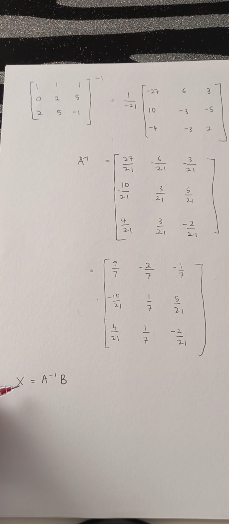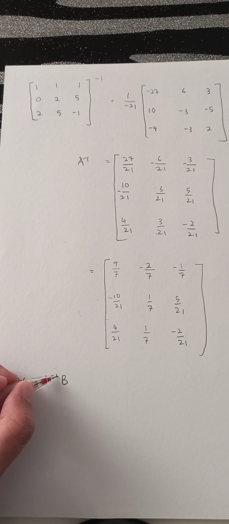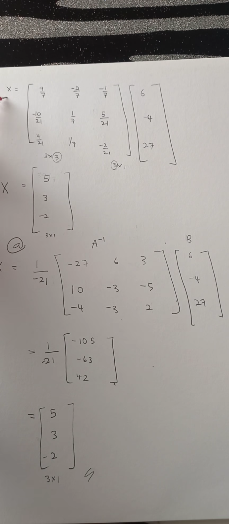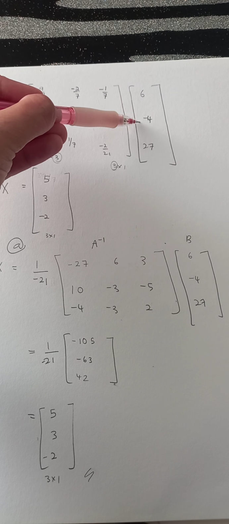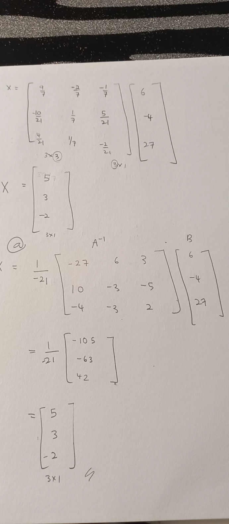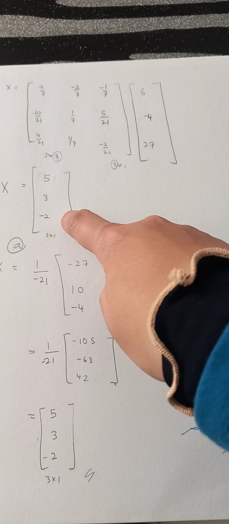Remember, what we want to find is X. We got the inverse of A, and we need to multiply it with B. So X equals the inverse of A times B. Just a normal multiplication operation, and we got this value.